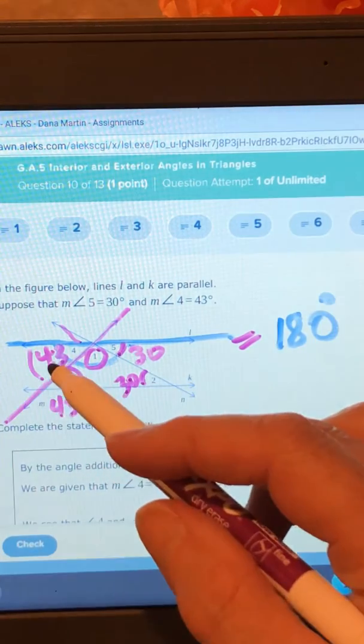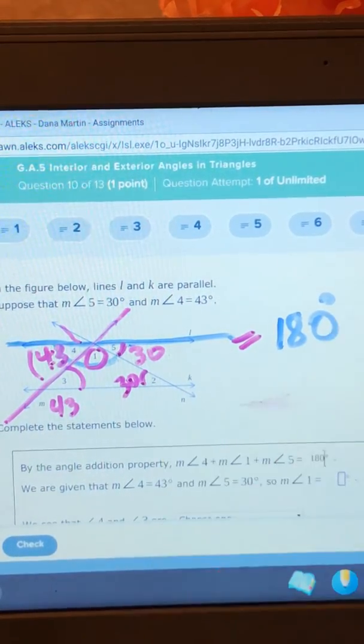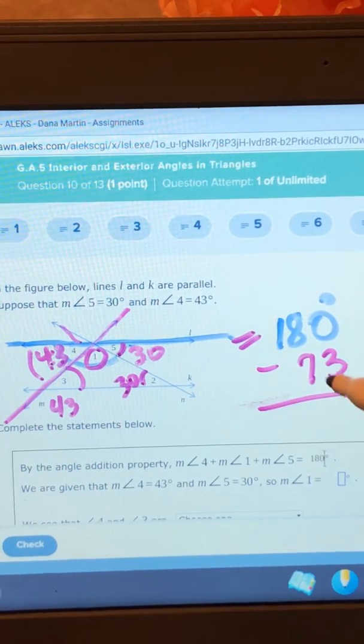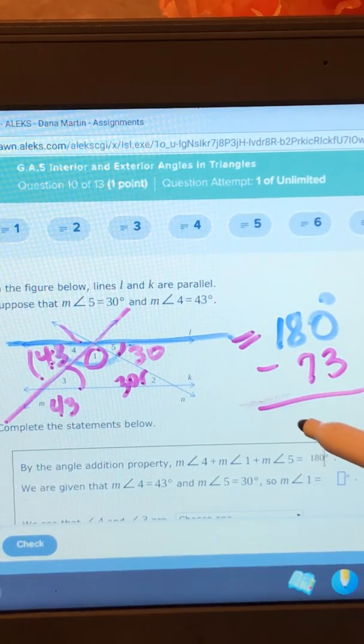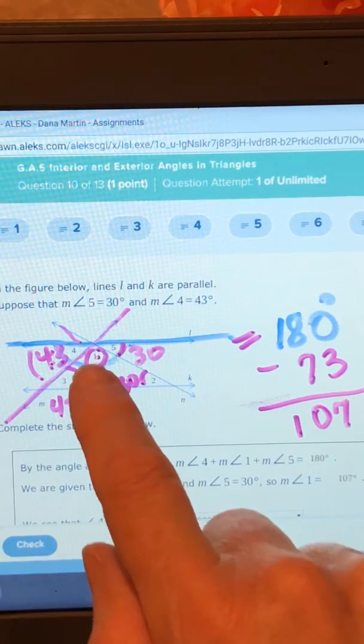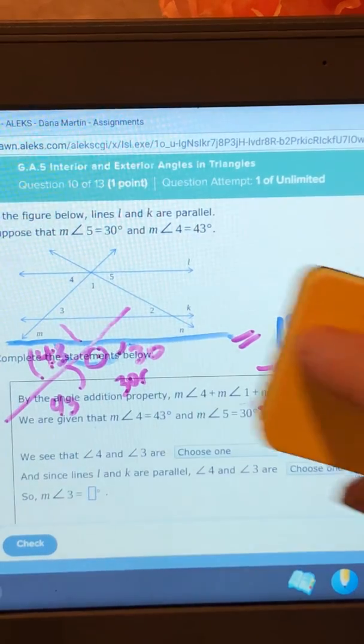What is 43 plus 30? It's 73. I should have written a little over here. And then we just take 180, take away 73, which is 107. So angle 1 is 107. All right, so let's go to there. There we go, 107. Okay, that's what we found, that little missing angle there. Now, I'm going to erase all this.